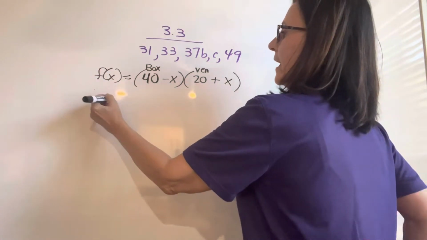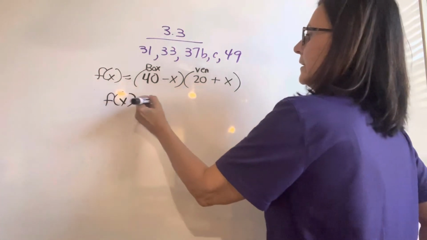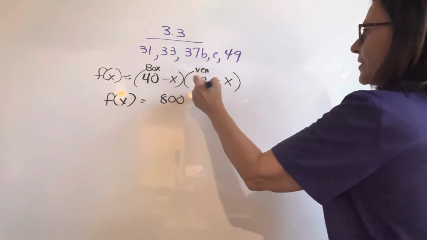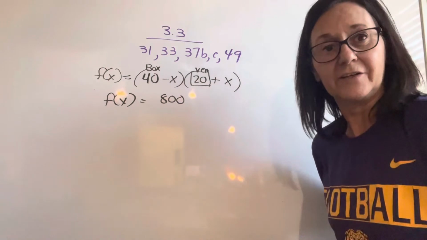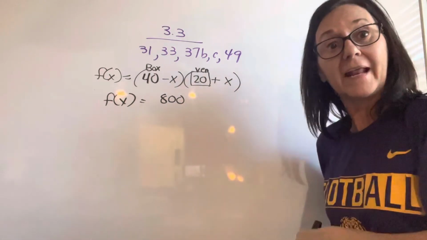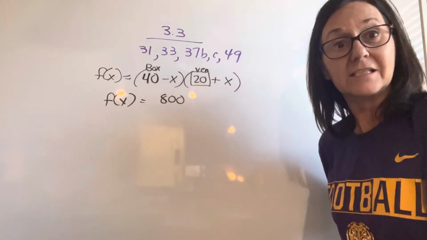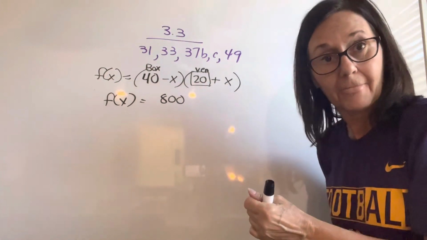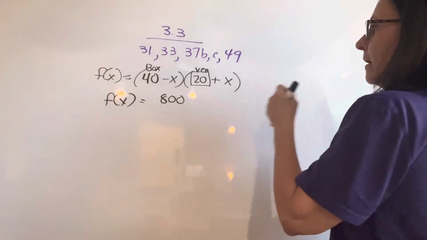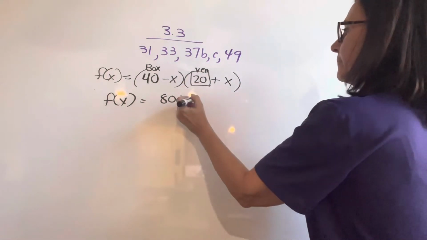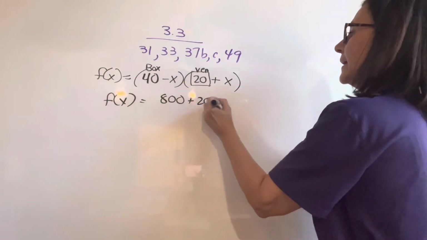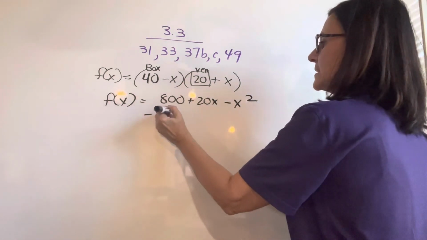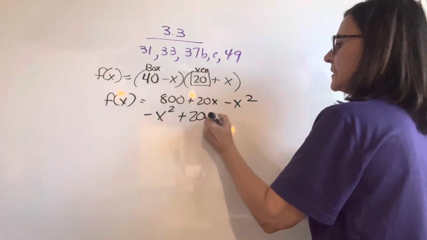All right, let's go ahead and multiply it out. What is that, 800? Okay, here's what you have to remember. We start with 20 vendors. So when we figure out the value of x, the maximum of x, we're going to add it to 20 because we already have 20. Okay, I'm going to move it around. Minus x squared plus 20x plus 800.